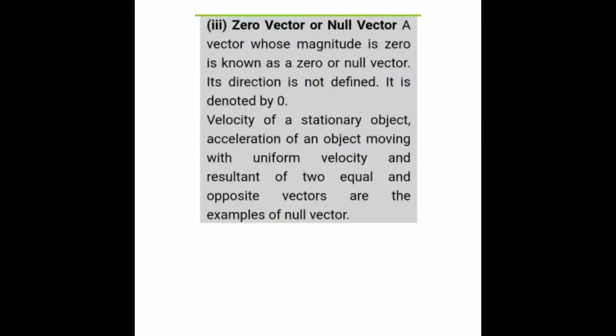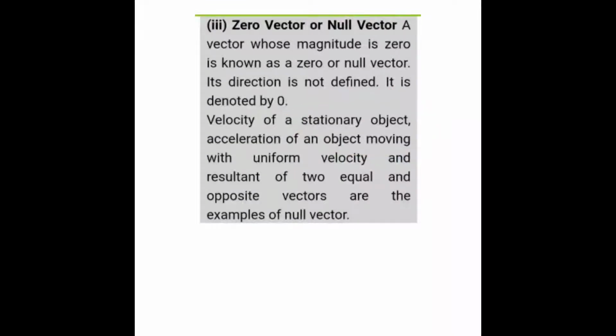Zero vectors are those vectors which have zero magnitude and their direction is not defined. It means they have a direction, but that direction is not fixed, it is not defined, and their magnitude is 0. So we say those vectors are zero vectors, or null vectors. Like the velocity of a stationary object: as the object is not moving, the magnitude is 0, but as velocity is a vector quantity, it has a direction, but that is not fixed, right?